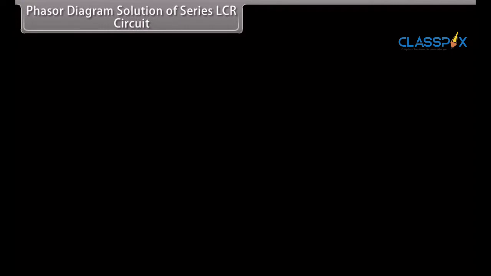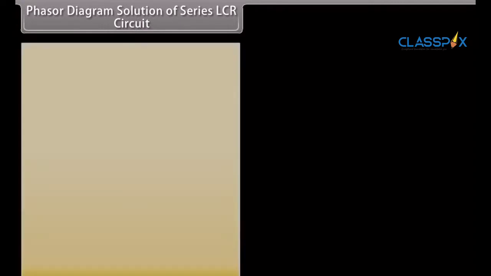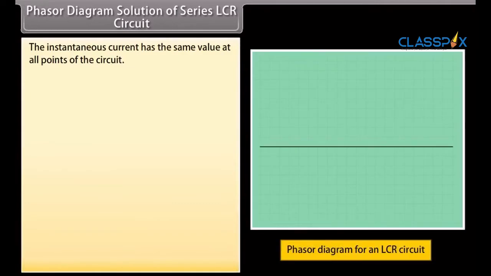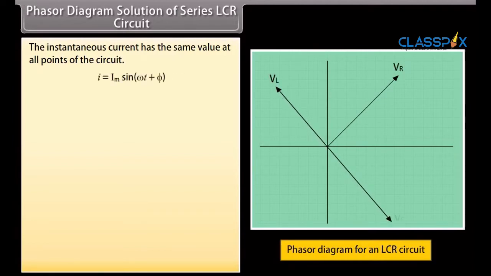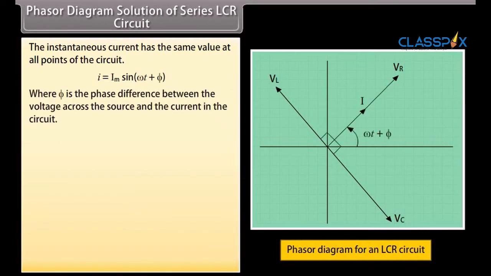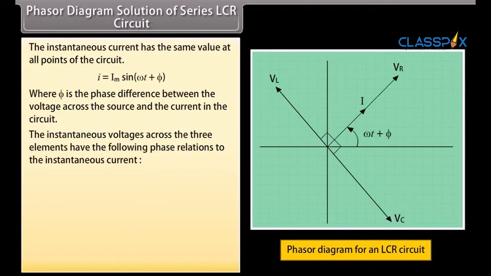Phasor diagram solution of series LCR circuit. The instantaneous current has the same value at all points of the circuit. I is equal to Im sin (omega t plus phi), where phi is the phase difference between the voltage across the source and the current in the circuit. The instantaneous voltage across the three elements have the following phase relations to the instantaneous current.